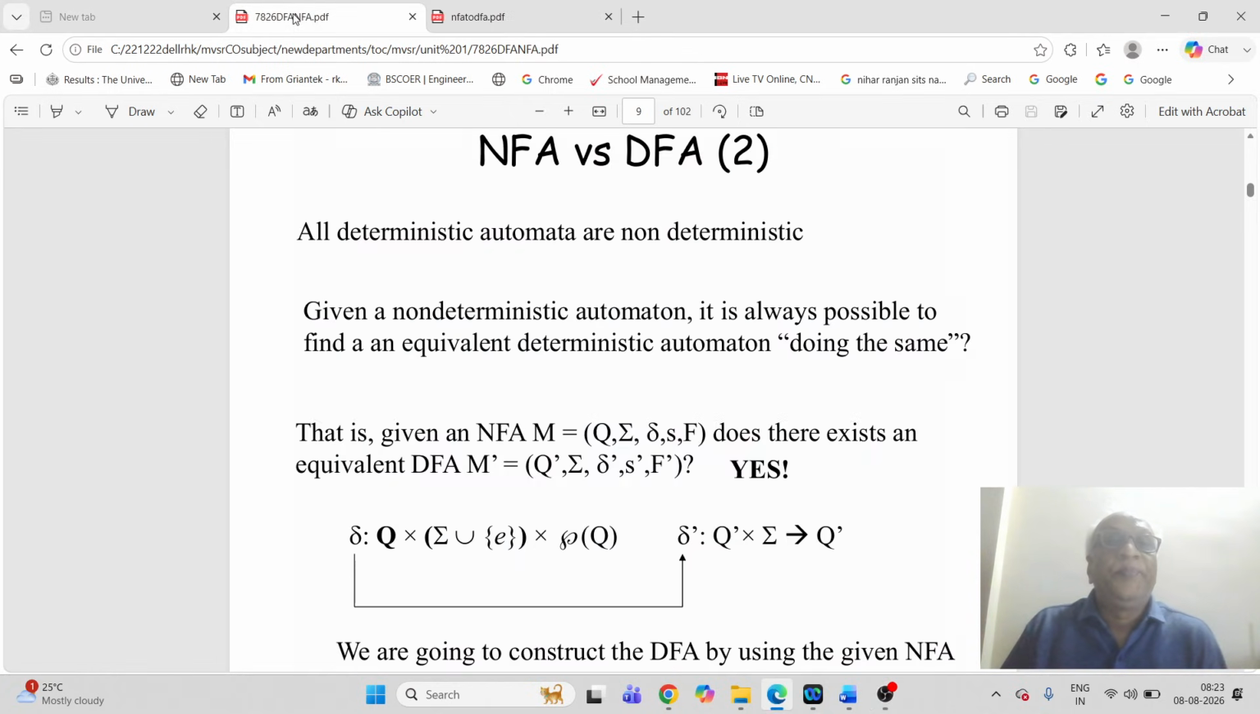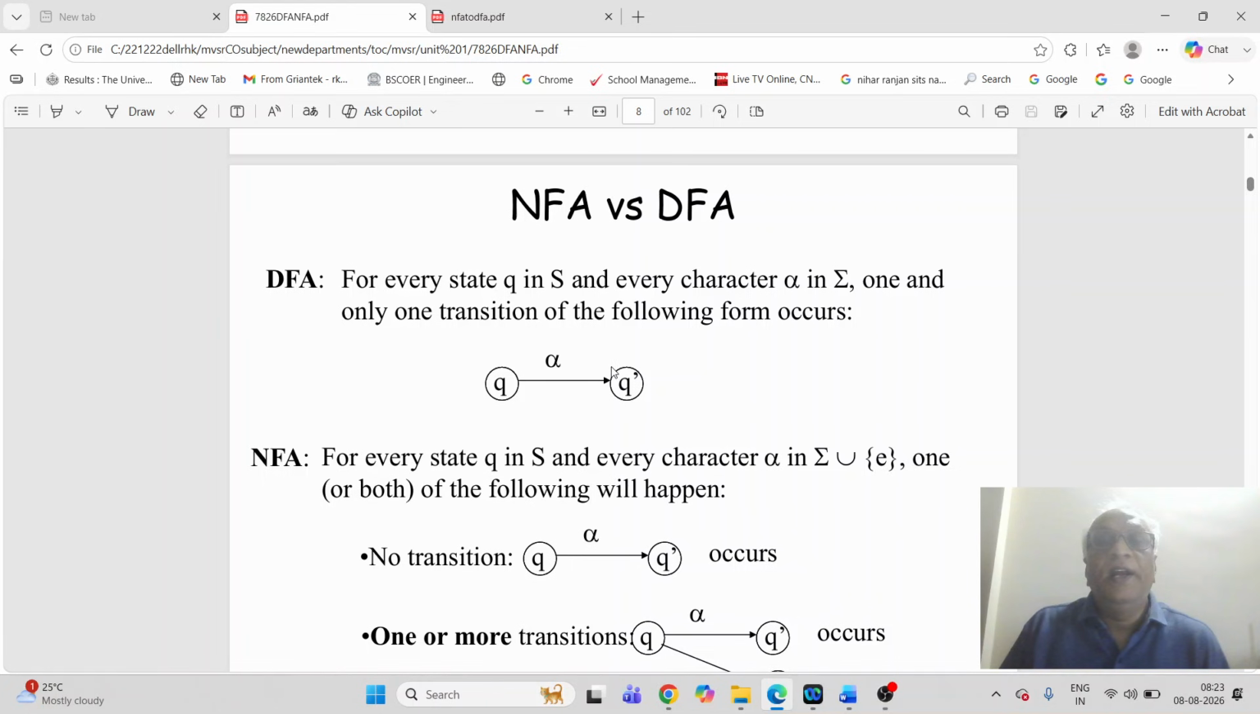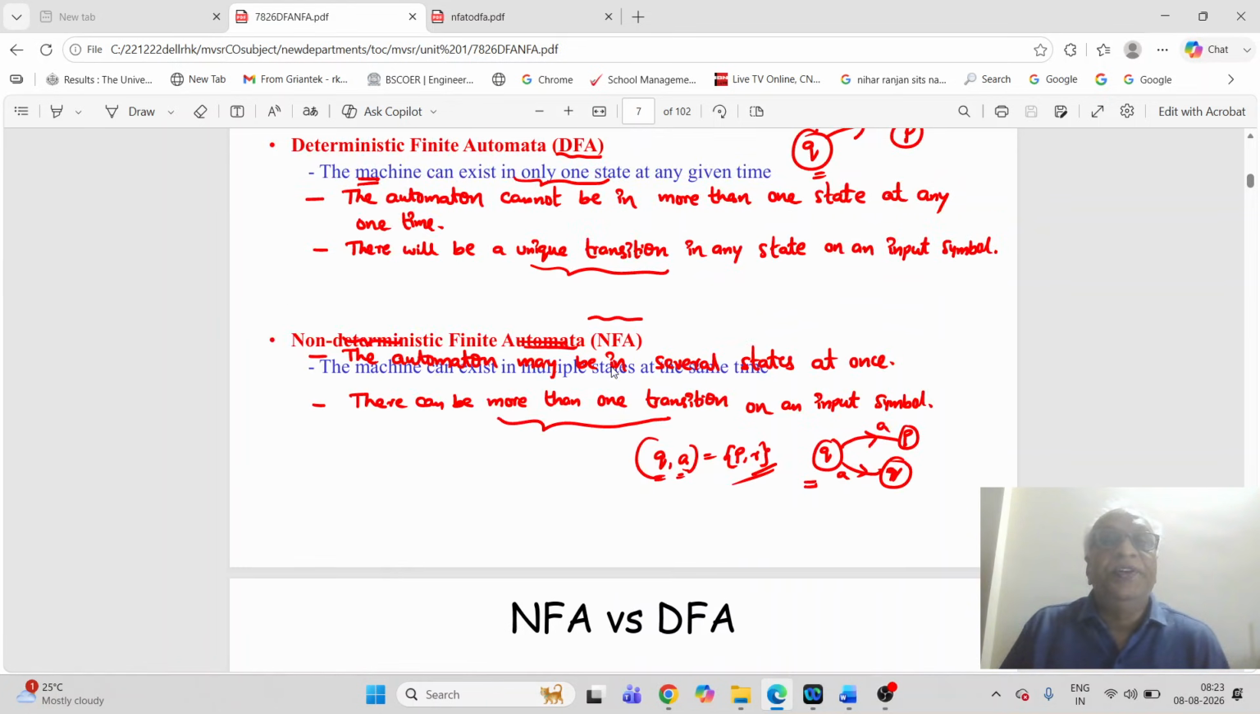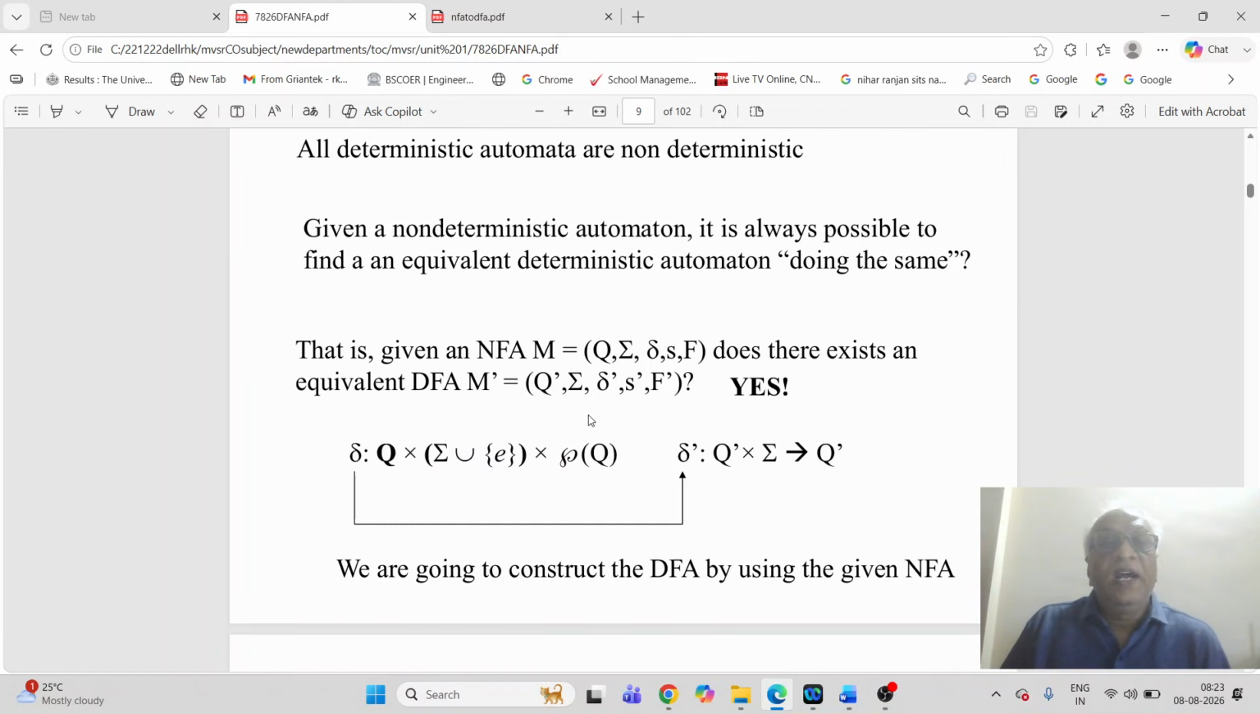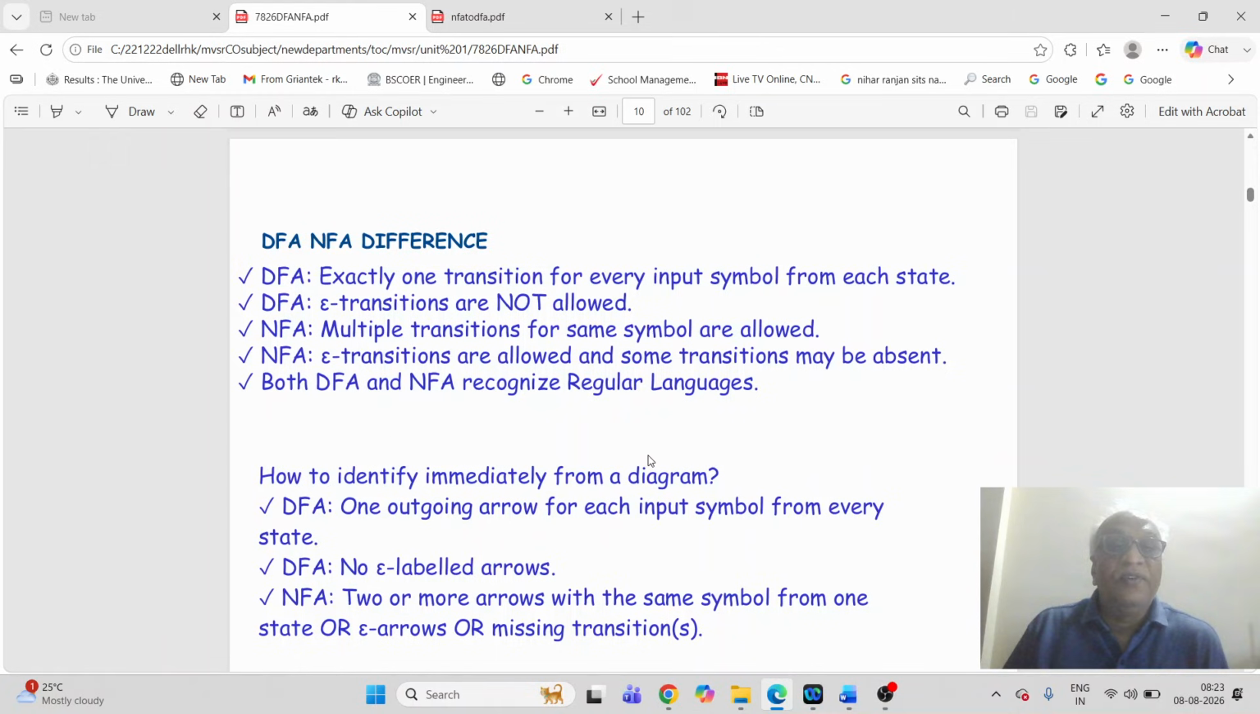Good morning, all. We were discussing NFA and DFA, that is deterministic finite automata and non-deterministic finite automata. We had concluded that if a non-deterministic finite automata is there, it is always possible to find an equivalent deterministic finite automata. Meaning, can we convert an NFA to a DFA? Yes, we can convert an NFA to a DFA.